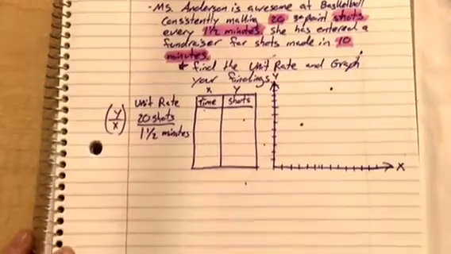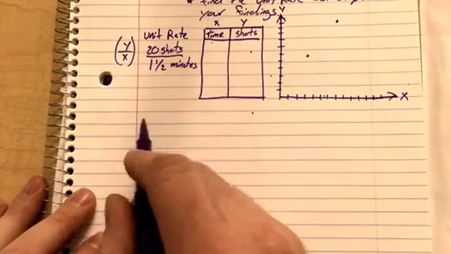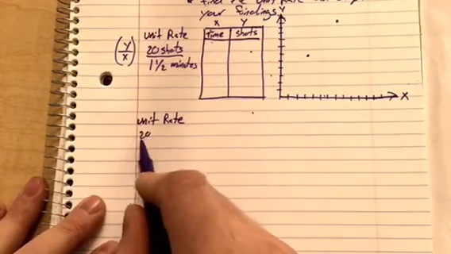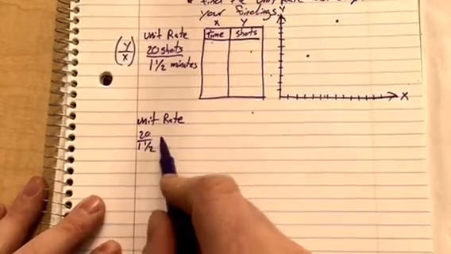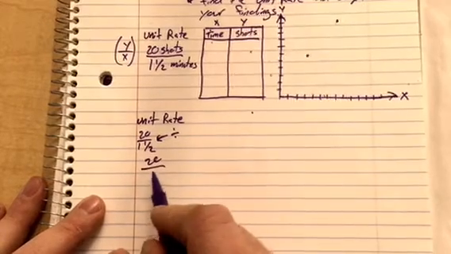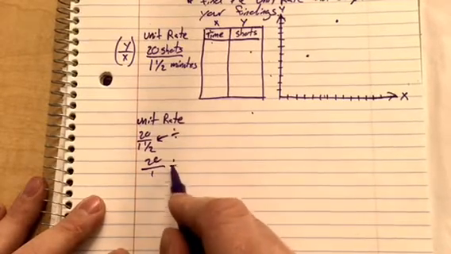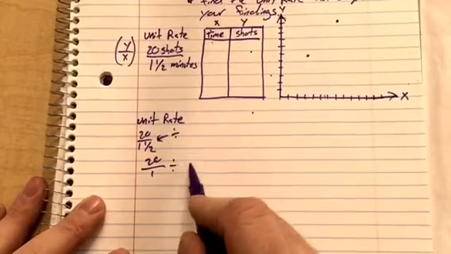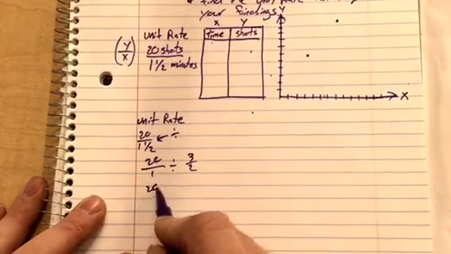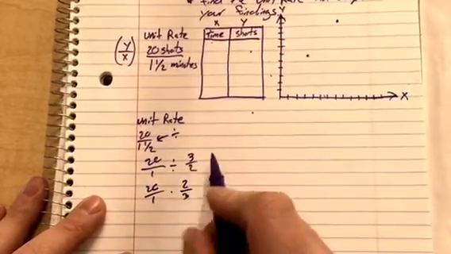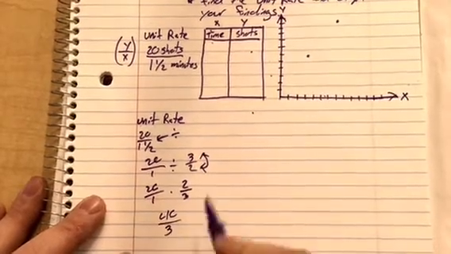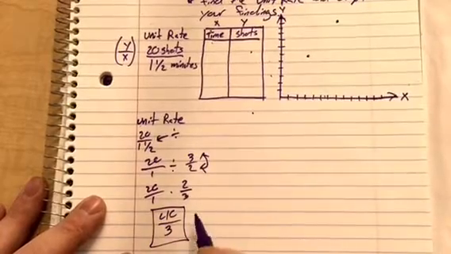I'm going to take a little bit of space down below here to show you and to find that unit rate. So I'm going to start with 20 over 1.5. Really what that means is 20 divided by 1.5. I'm going to just take that 1.5 and turn it into an improper fraction automatically. So 3 over 2. When you do this, it's always multiplication. You do the reciprocal. Multiply across. Now, you can leave this right there. That is your unit rate.